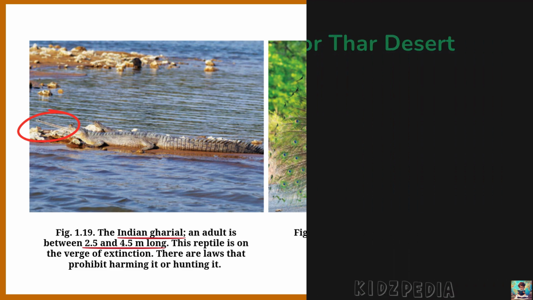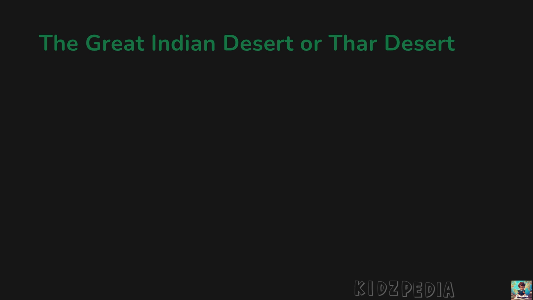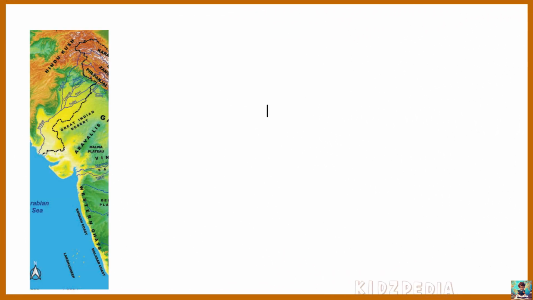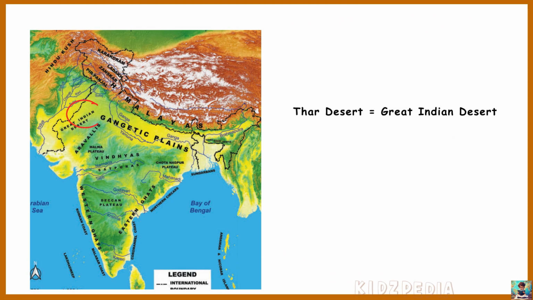The Great Indian Desert or Thar Desert. If we move westward on the map, you will notice a yellowish area. This area is the Thar Desert. What do you see? A vast stretch of golden dunes, rugged terrain and a wide open sky. So, as we move westward in our map, we can see that the green and fertile land slowly changes and suddenly you see a yellowish region. This is the Thar Desert.